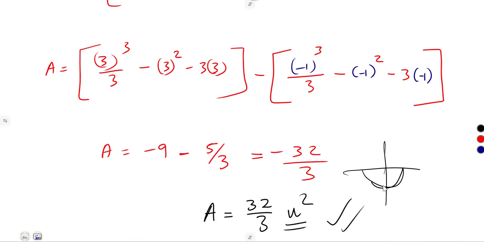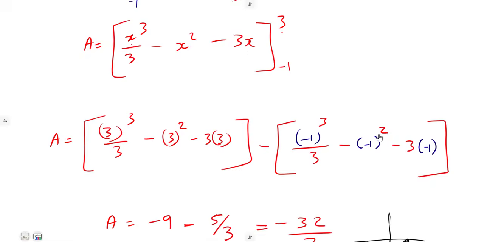So that's the condition. Below the x-axis, the area is negative. Above, it is positive on a calculation. But your answer, you put it as a positive. You need the magnitude of the area.